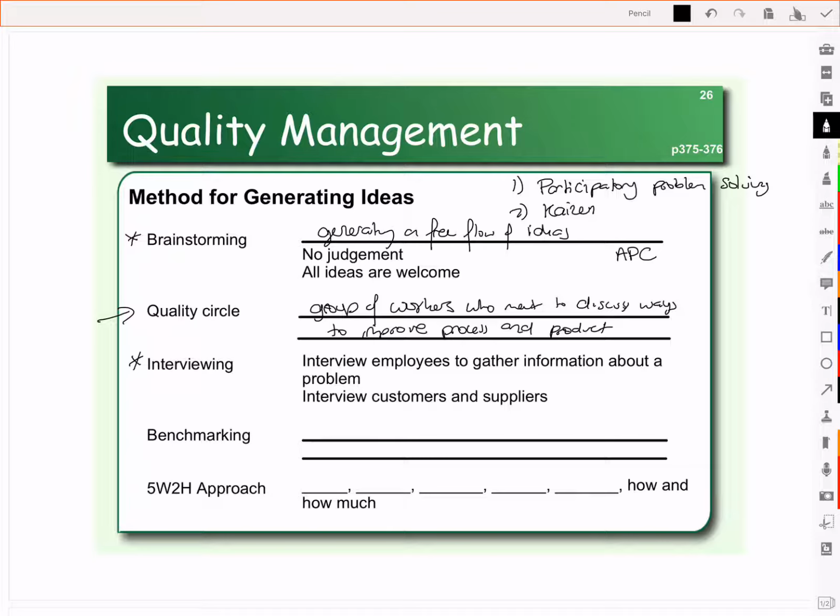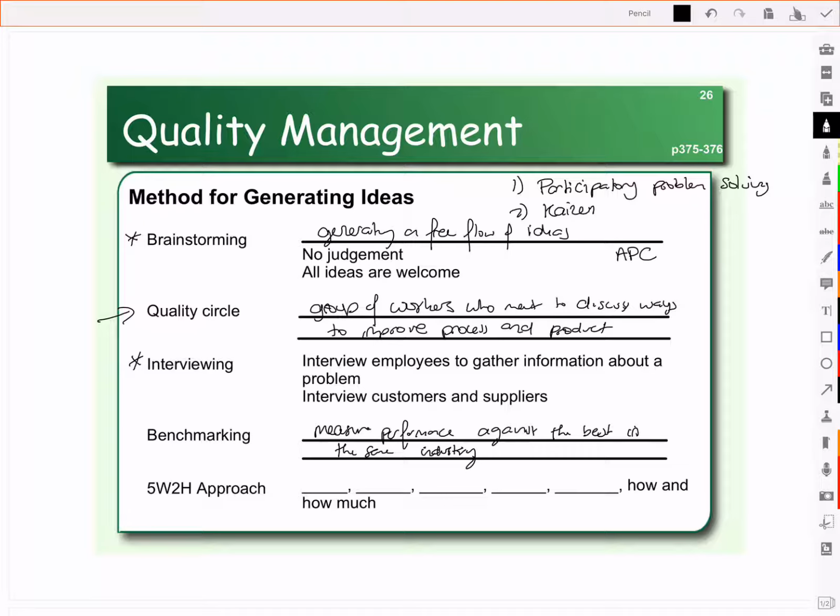So benchmarking is when we're going to measure our performance against the best in the same industry. So how are we doing compared to the competition? Is the competition having these same quality issues? How are they addressing them?